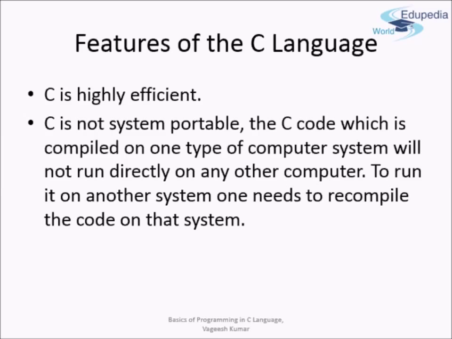And the next point is that C is not a system portable language. That means that if you have an IBM computer and you compile your source code on that computer, and now you want to run it on a Hewlett Packard or HP computer, you will not be able to run it. Why? Because the C code will again need to be compiled on the HP architecture so that it can run on that computer. So C is not a system portable language. So this is a slight disadvantage of C language.